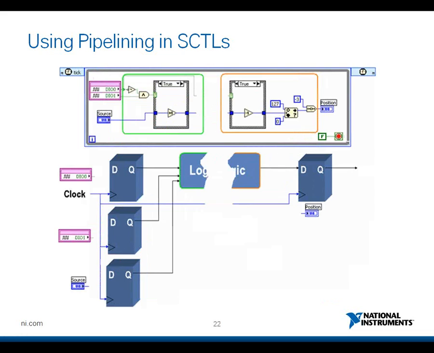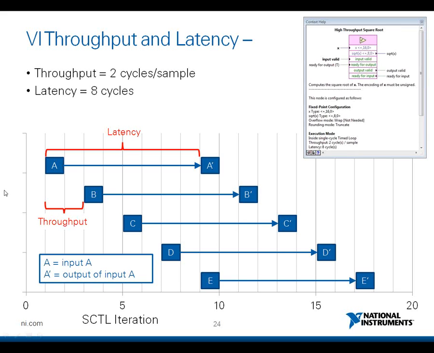So now let us understand what throughput and latency are in the high throughput VIs, the Express VIs basically. Most multi-cycle Express VIs implement throughput and latency as shown. For this example configuration of the high throughput square root VI, the throughput is 2 cycles per sample and the latency is 8 cycles. So two SCTL iterations must elapse before the function can accept a new input. Notice that there are 2 SCTL iterations between this function accepting input A, input B, input C, input D and input E.